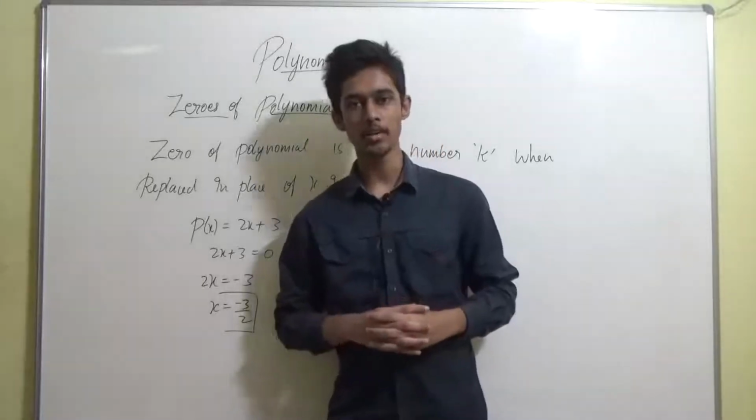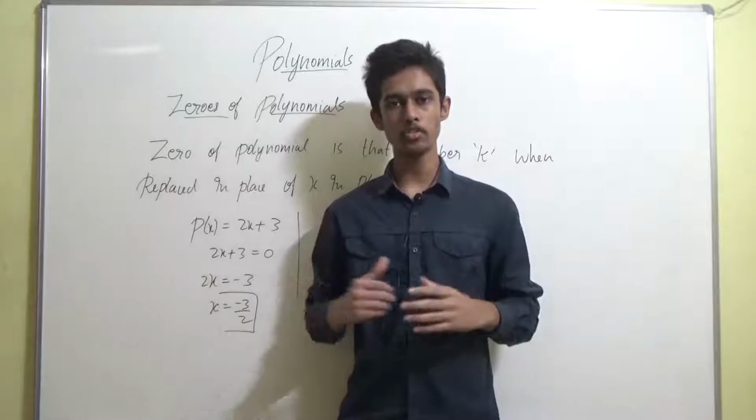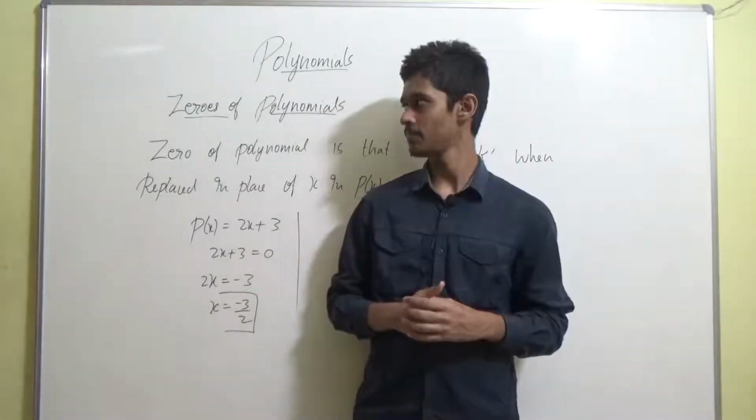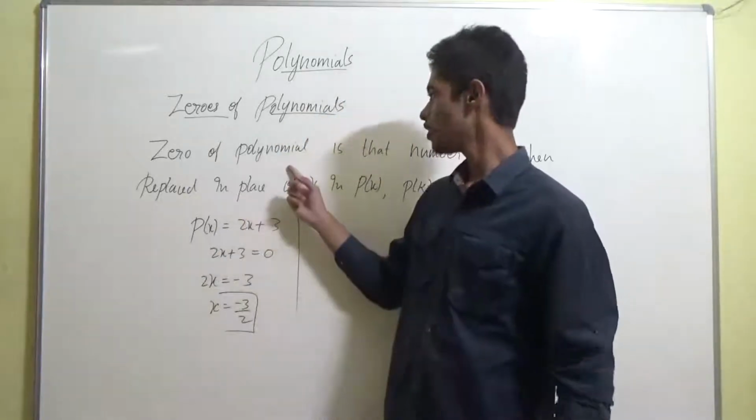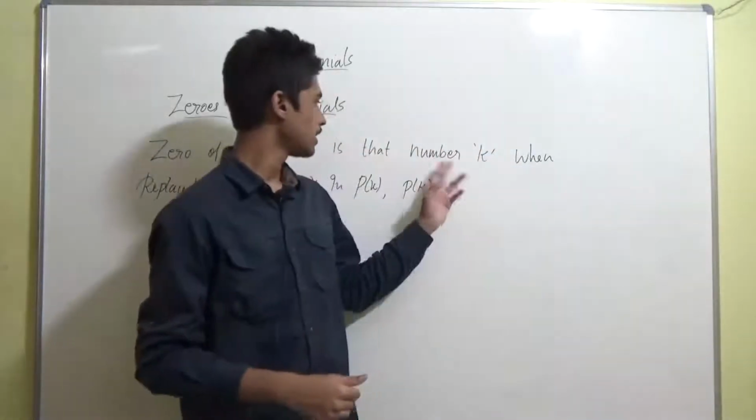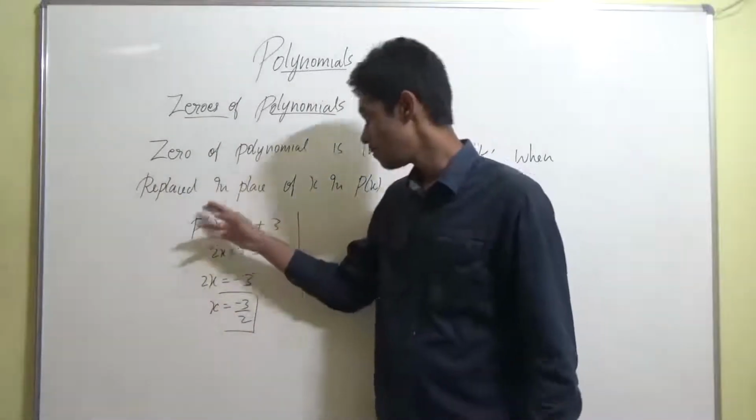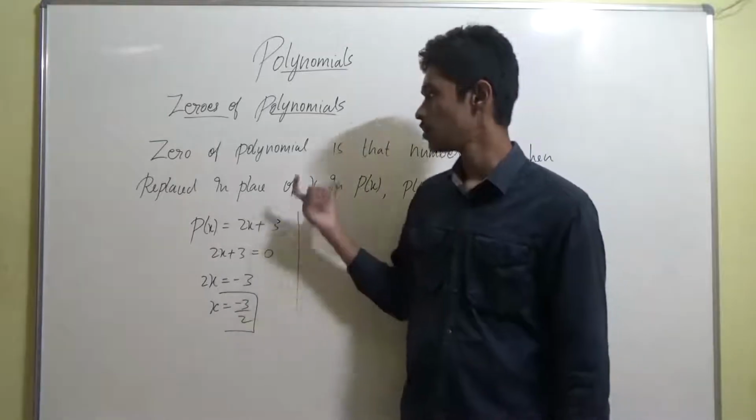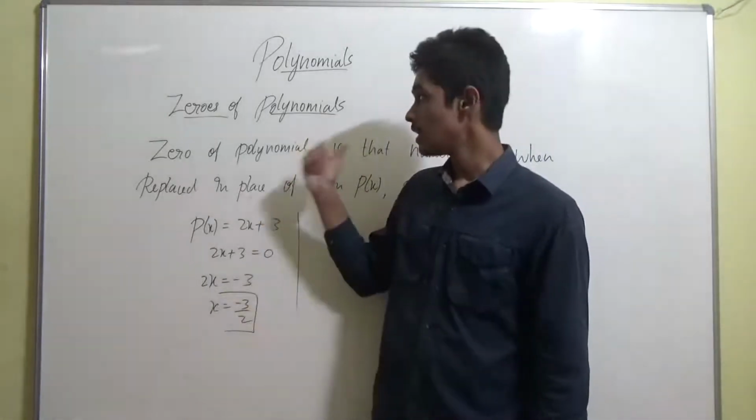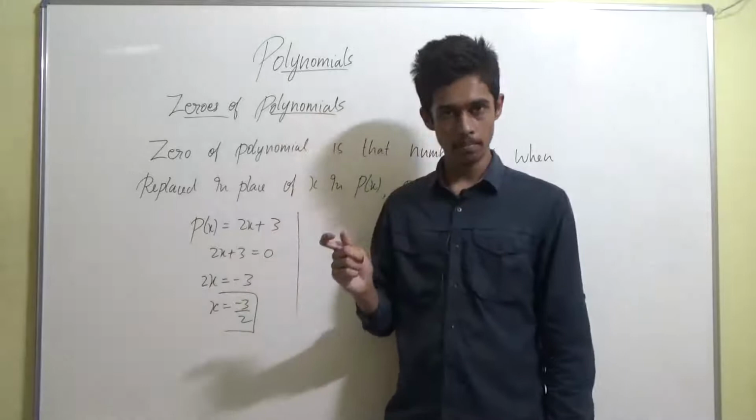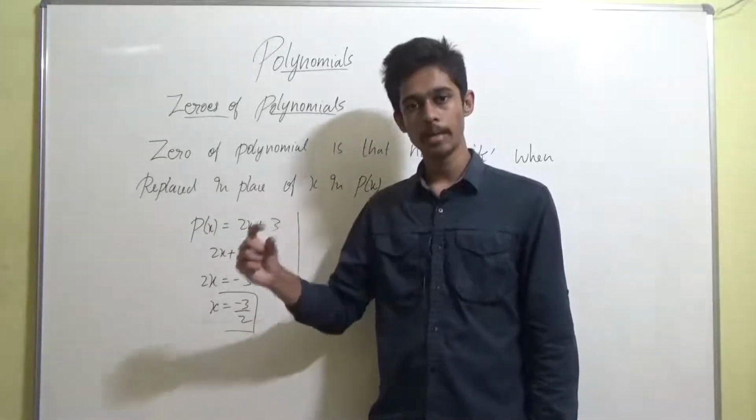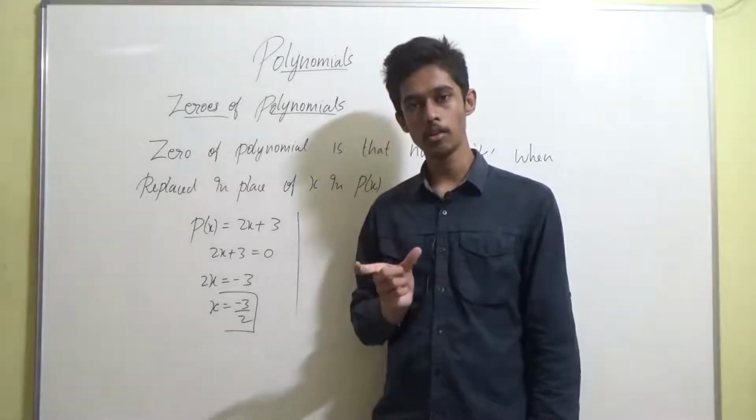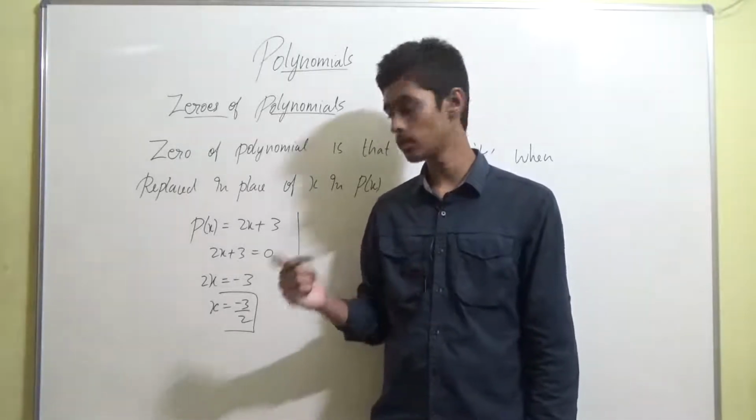Now, after learning what is polynomial and the classification of polynomial, let's go ahead and learn what is zero of a polynomial. So, zero of a polynomial is that number k when replaced in the place of x, p of k equals 0. What this sentence means is, guys, zero of a polynomial is that number when you replace that number in place of the variable of that polynomial, that resultant will be equal to 0.